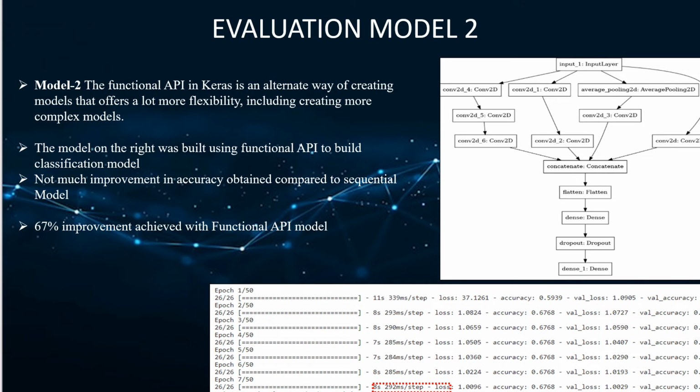Let's take a quick look at Model 2. Model 2 was built using the functional API. The functional API in Keras is an alternate way of creating models that offers a lot more flexibility, including creating more complex models. You can see the model summary on the right. And with the functional API, I was able to get an accuracy of 67%, which is pretty much the same that I got with the sequential API.